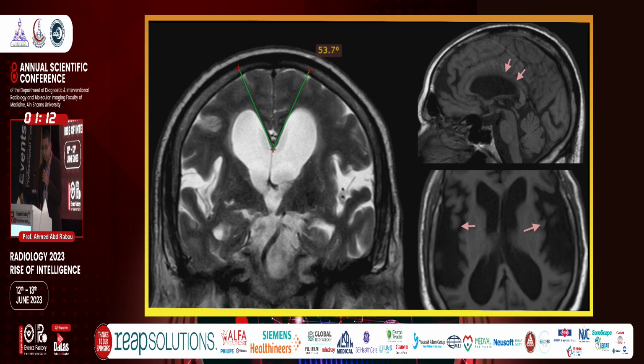normal pressure hydrocephalus. Typical findings: the subcallosal angle is narrowed. Here it is less than 90 degrees. There is thinning of the posterior aspect of the corpus callosum, and there is widening of the subarachnoid space, especially the Sylvian fissure, out of proportion to the involutional change of the brain.